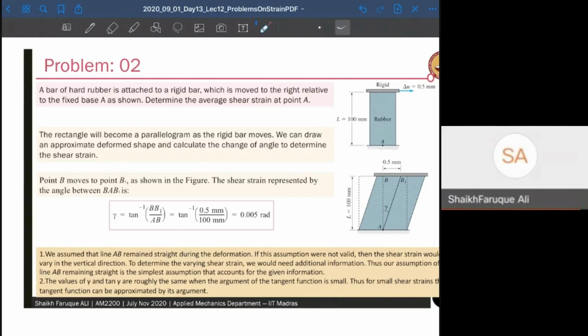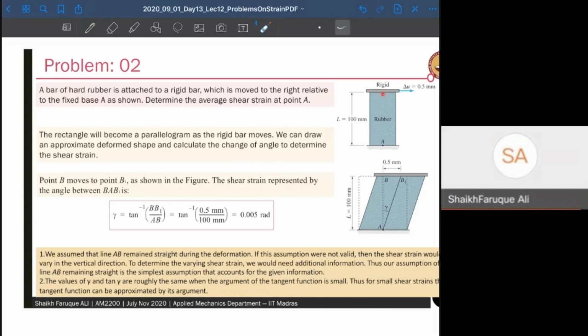So what we need to find is shear strain. We know that the original angle is 90° at this point A. We need to find how much the angle has changed after deformation, and we subtract it. We get the changed angle, and that is your shear strain. If the whole thing is uniform, then this line has moved 0.5, so this will also move 0.5, that will also move 0.5. All points will move 0.5.